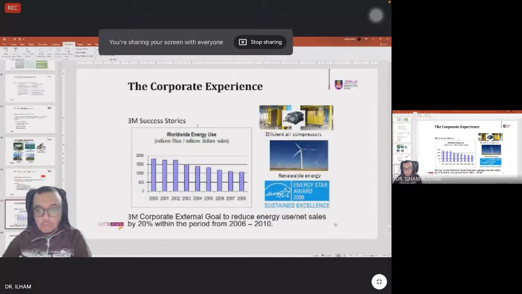And then as a result, because they use proper, efficient equipment and use renewable energy, they have been able to reduce their energy dependency. Because 3M has companies all over the world, they advertise it as worldwide energy use, although it is only their own offices. So it shows that from 2000 to 2008 it has reduced. I'm not sure how many percent, but it seems significant. The downward trend is clearly visible.